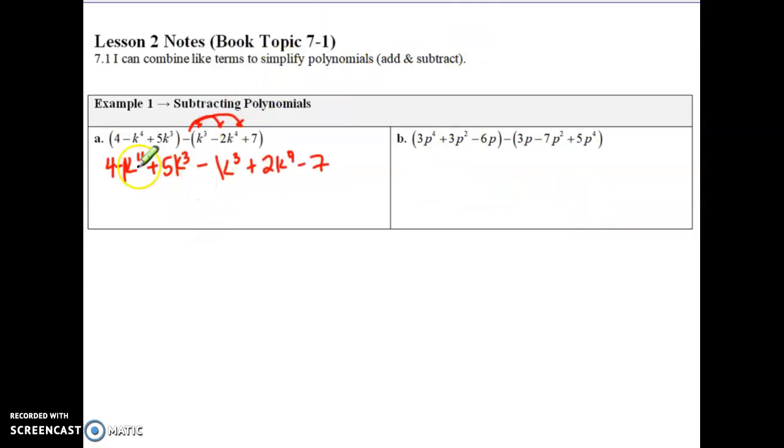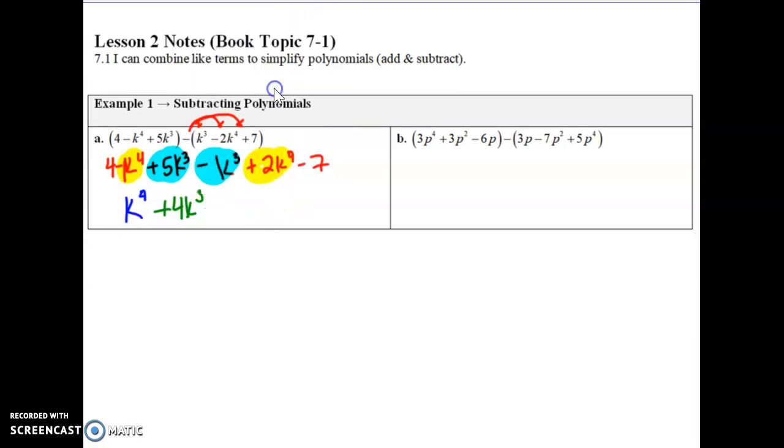So I'm going to go ahead and highlight my like terms. I have a k to the fourth here. So negative 1k to the fourth and a positive 2k to the fourth will give me 2 minus 1 is 1k to the fourth. Okay, you can put the 1 in front there. There's nothing wrong with that, but I typically don't put it there and you won't see it a lot of times. Okay, then 5k to the third minus 1k to the third. 5 minus 1 gives me 4, and it's positive, so I have a plus sign, k to the third.